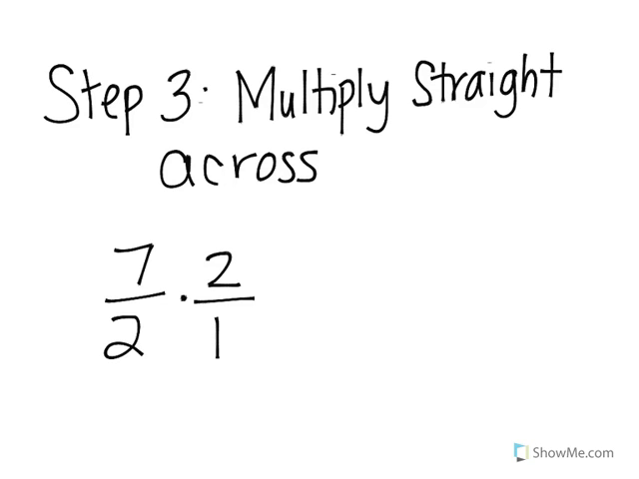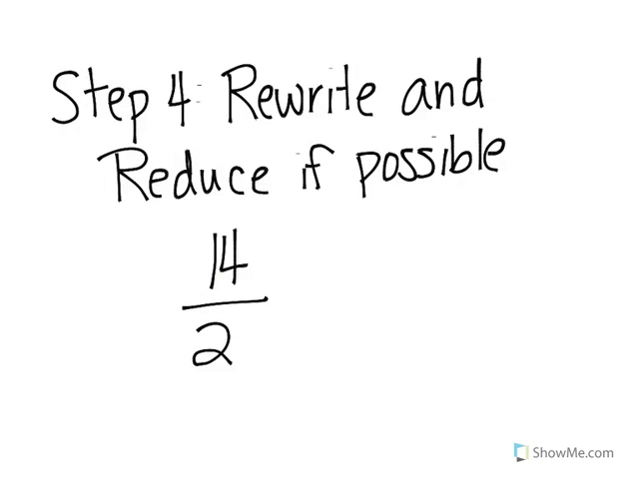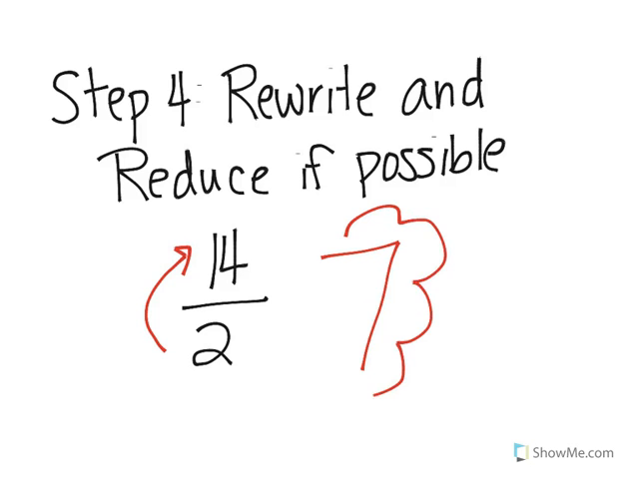Step 3, multiply straight across again. 7 times 2 is 14. 2 times 1 is 2. Can you see something we're going to do with this? Rewrite and reduce if possible. How many times can 2 go into 14? 7 whole times. Anything left over? Nope. So our answer is just 7 wholes.